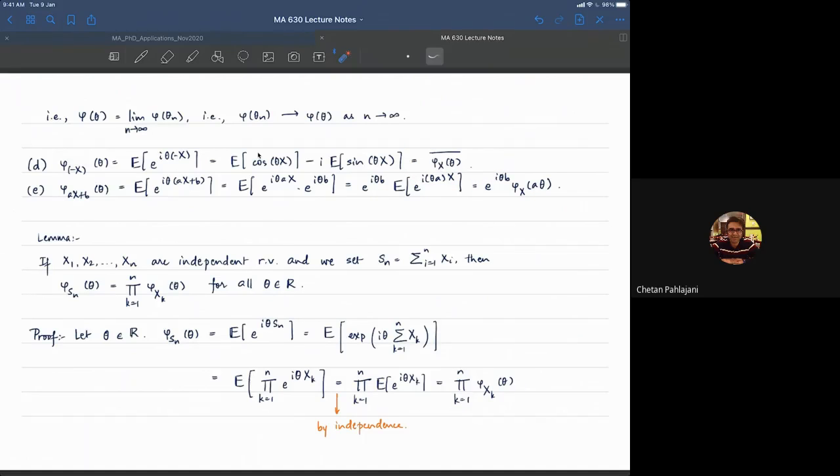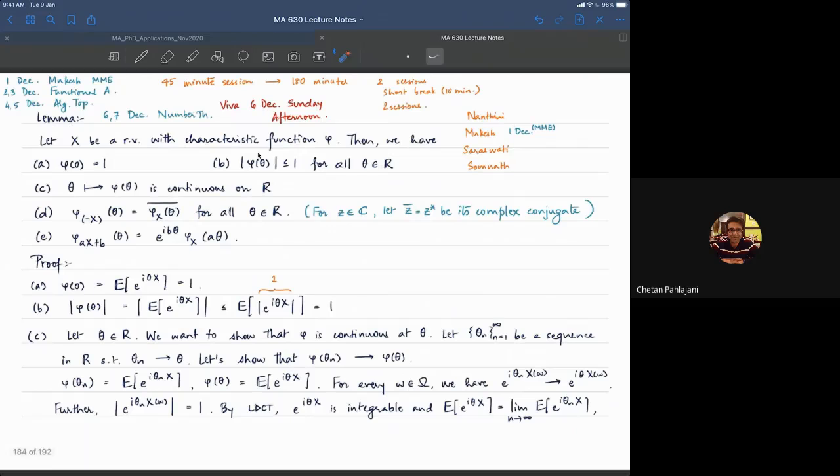Then there is this last property. This says, suppose I'm taking phi of ax plus b. Now here a and b are real constants. Maybe I should say that. Let me just sneak in a note. So if I have real constants a and b, and I take ax plus b and I take its characteristic function, what I'm going to get is e to the i b theta times phi x of a theta. This is true for all real constants a and b.